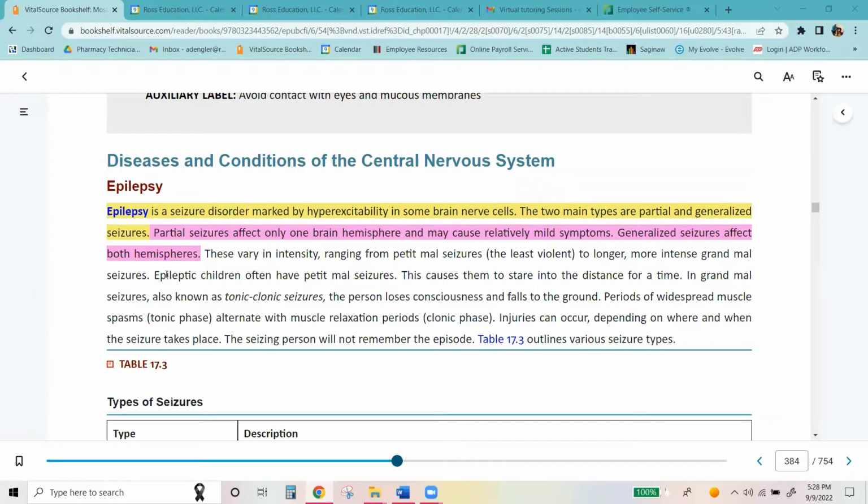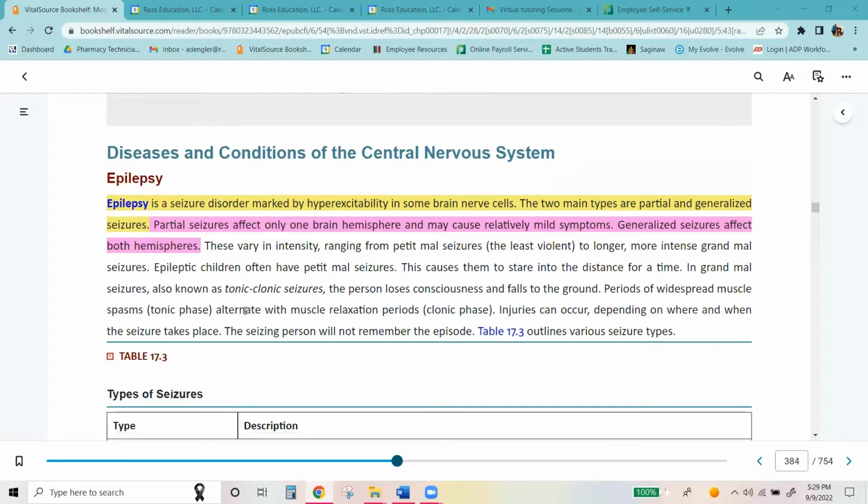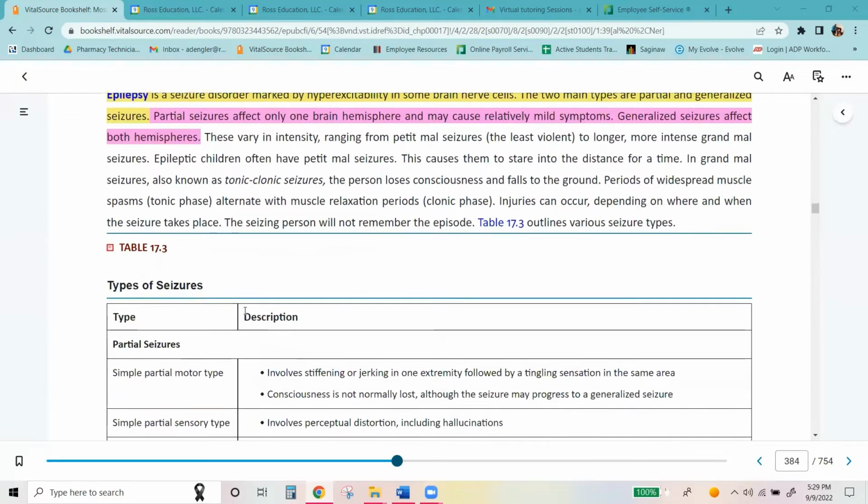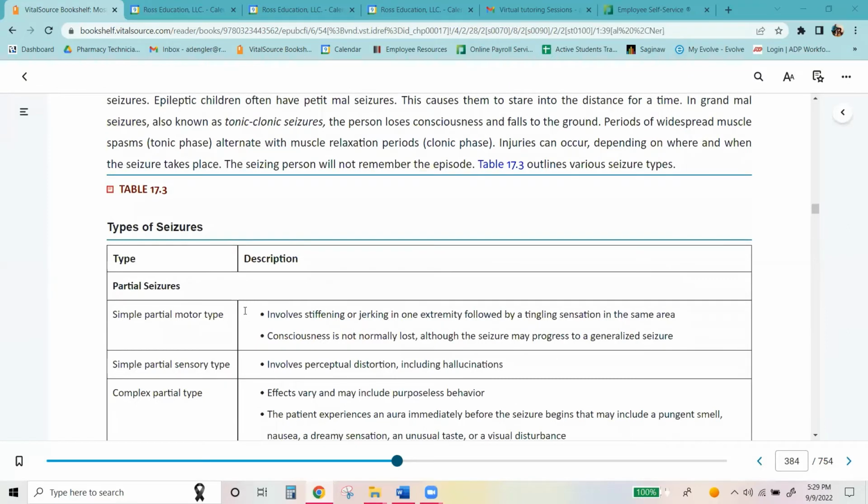Epileptic children often have petit mal seizures. This causes them to stare into the distance for a time. And in grand mal seizures, also known as tonic-clonic seizures, the person loses consciousness and falls to the ground. Periods of widespread muscle spasms, which is the tonic phase, alternate with muscle relaxation periods, which is the clonic phase. Injuries can occur depending on when and where those seizures take place. The person seizing will not remember that episode.